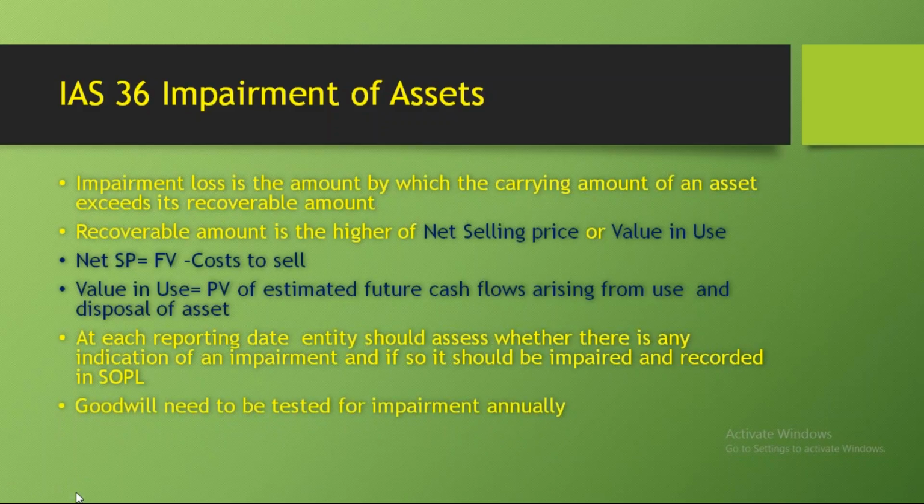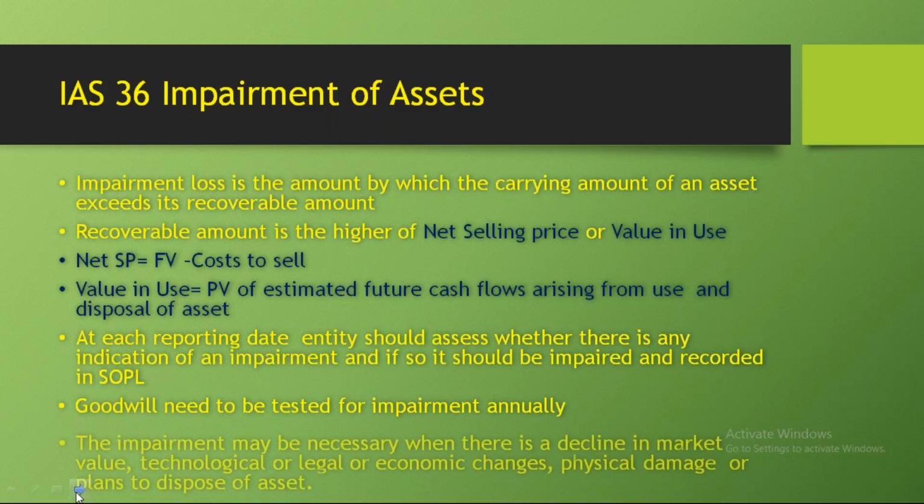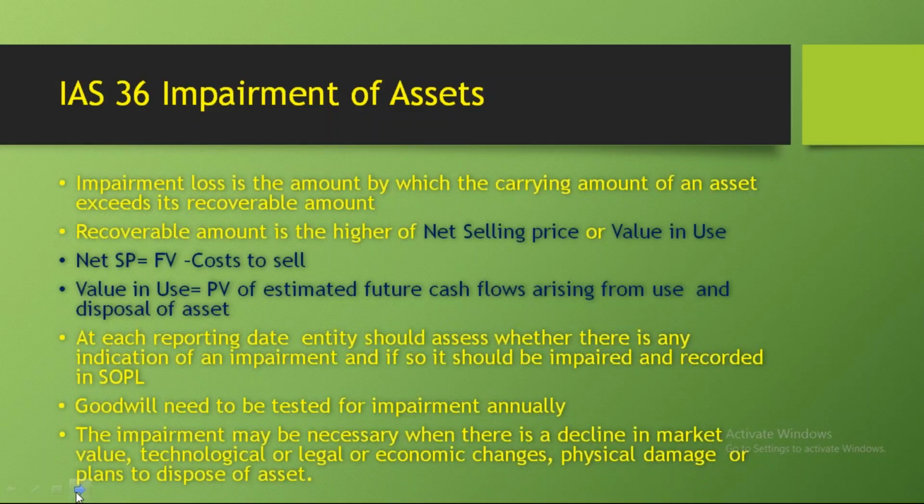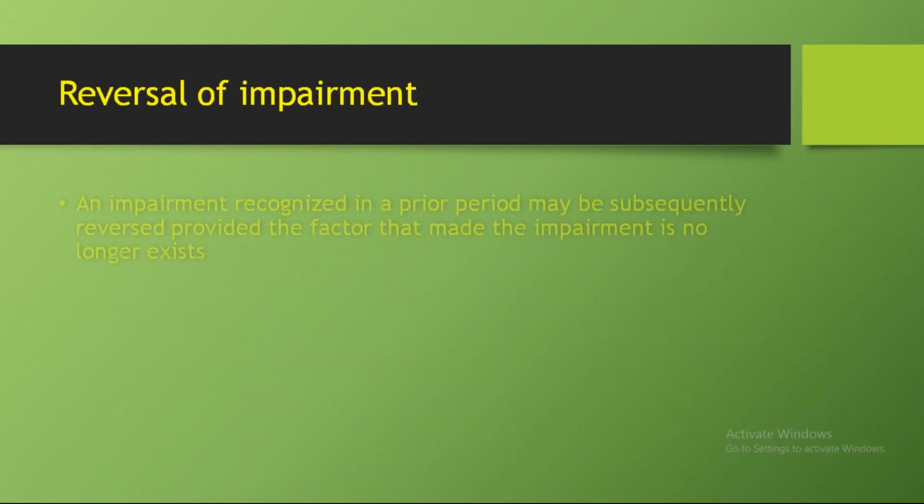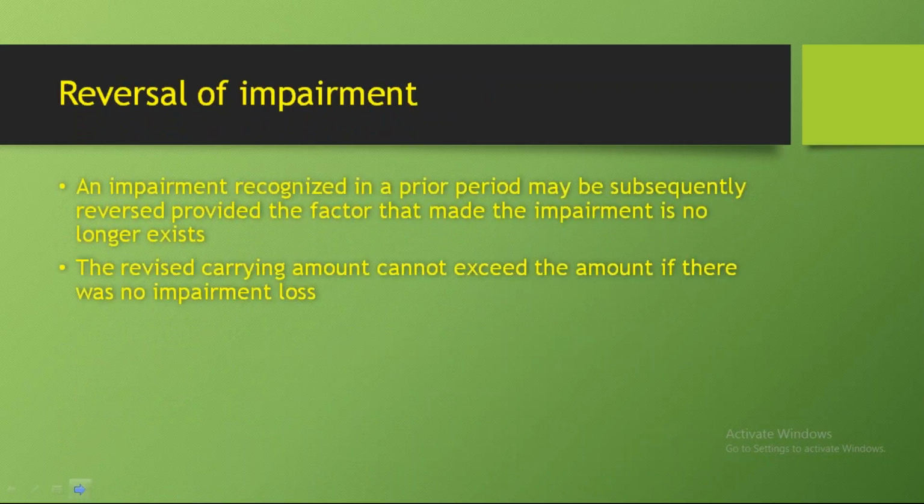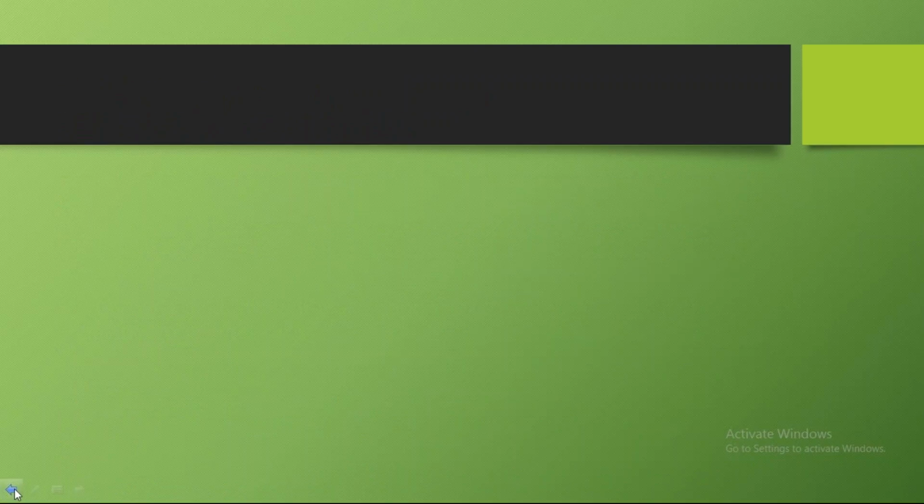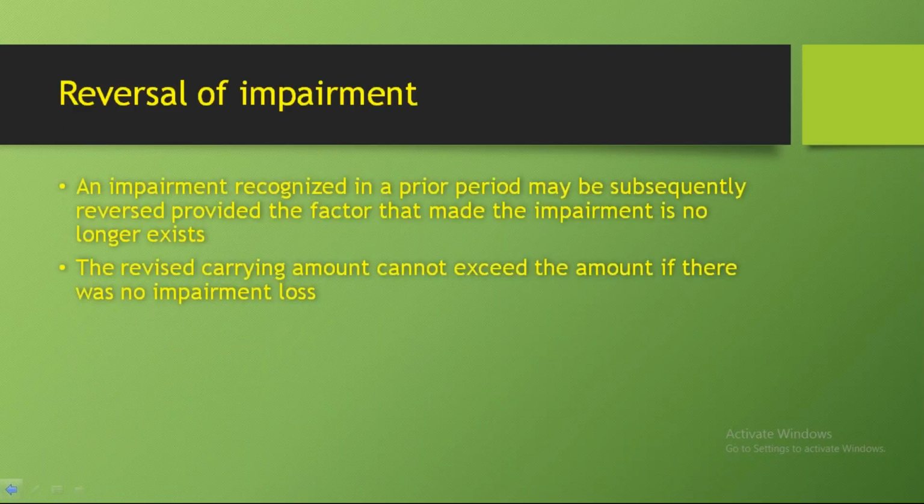Goodwill is one asset. We need to test it for impairment on an annual basis. Impairment will be necessary, as I said, due to internal things, due to external things like the market value change, technological change, physical damage, plans to dispose of assets, all that kind of thing. As I said, wherever there is impairment, we can reverse the impairment, but we cannot exceed the amount if there was no impairment or loss.